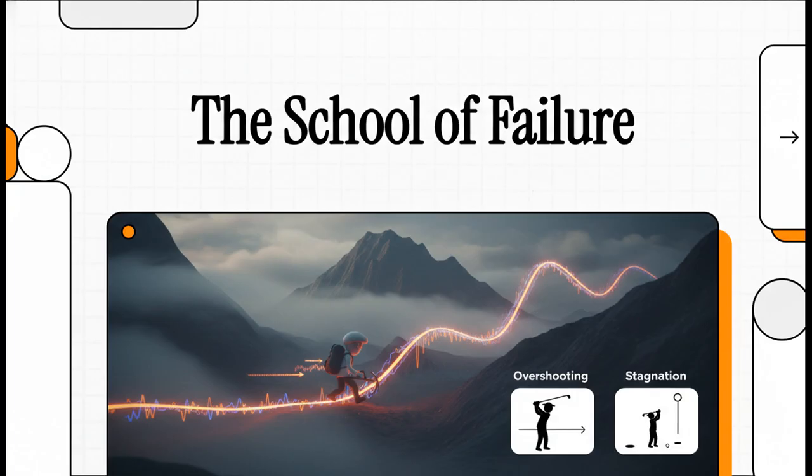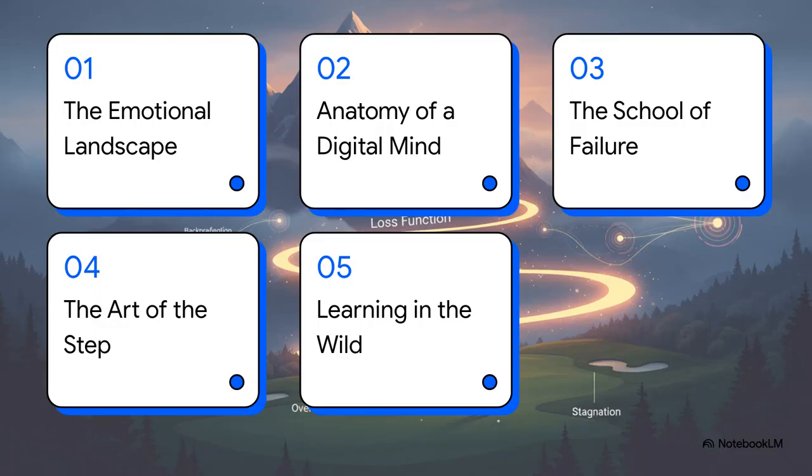Okay, let's get into it. Here's our roadmap for today. First, we'll look at the emotional landscape, basically how you even begin to teach a machine about feelings. Then, we'll build a digital mind from the ground up. After that, we dive into the core of it all, the school of failure. And that's going to lead us to the most crucial part, the art of the step. Finally, we'll see what happens when these things are let loose in the real world.